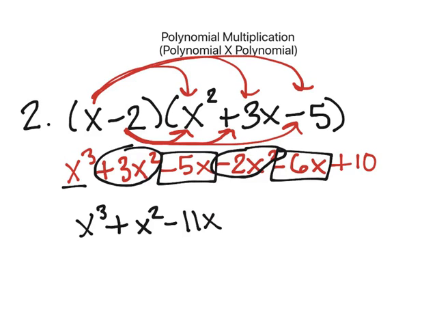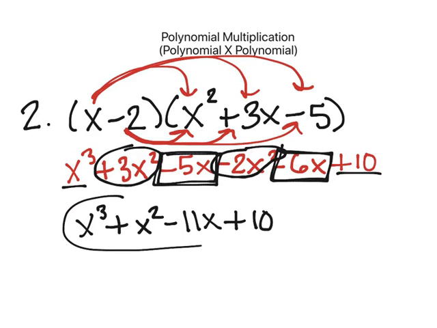Again, be so careful with these signs. When you box the terms, make sure you box their plus or negative sign as well. And in that plus 10, just bring that down. Final answer, x cubed plus x squared minus 11x plus 10. Let's try just a couple more.